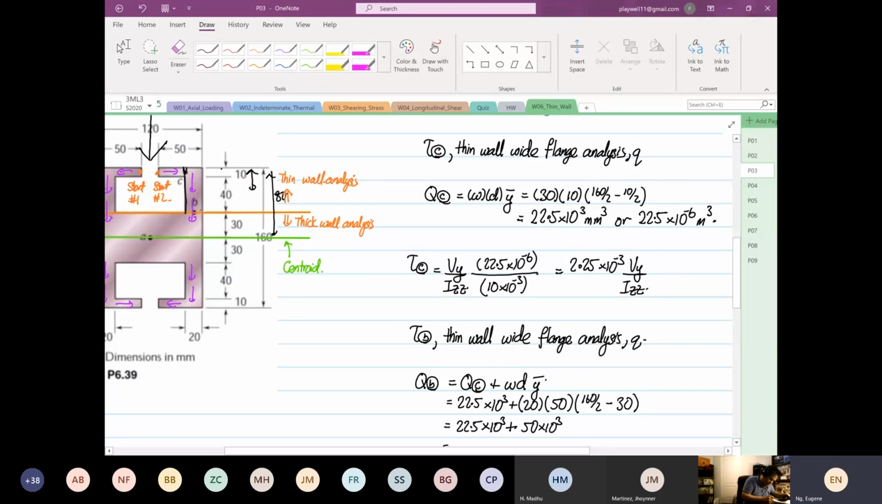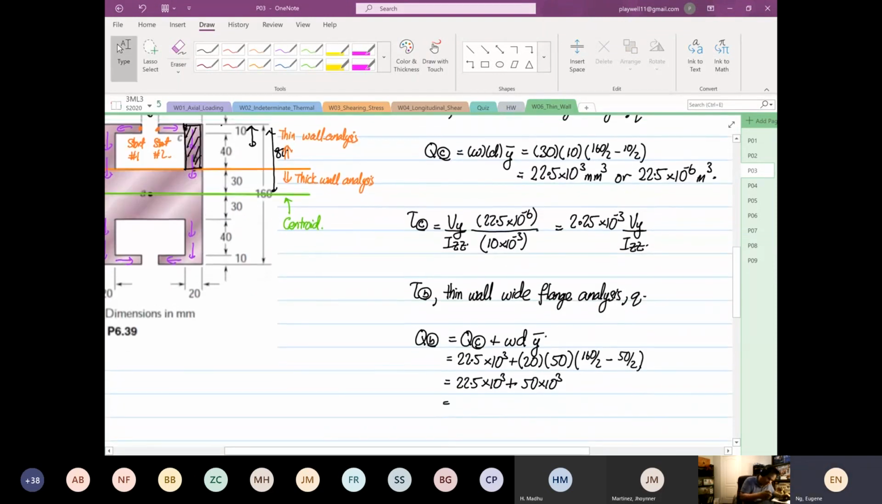Okay, so it's still the top. This is the area we are looking at now. My bad. So this will be equal to 50 divided by 2 for the centroid. So 80 minus 25, times 20 times 50, is 55 times 10 to the power of 3. So 22.5 plus 55 is 77.5 times 10 to the power of 3 millimeter cube, or 77.5 times 10 to the power of minus 6 meter cube.